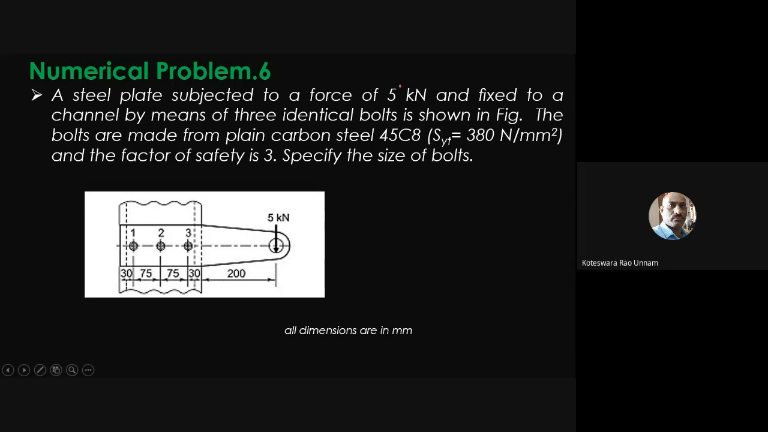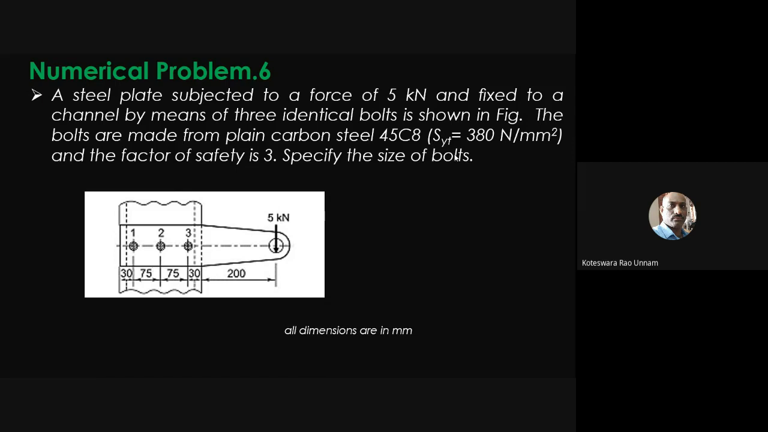Yes, sir. Okay, right. So, we'll see the solution now. A steel plate subjected to a force of 5 kilonewton and fixed to a channel by means of 3 identical bolts as shown in figure. The bolts are made of plain carbon steel 45C8. Within the brackets, he has given yield strength. SYD means yield strength of the steel. SYD is 380 Newton per mm square and factor of safety is 3. Specify the size of the bolts. So that is what he asked us.